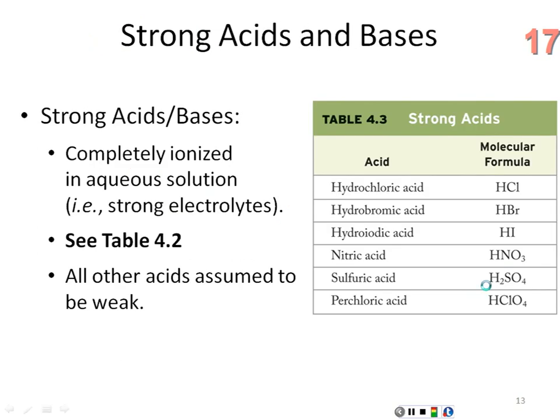Now, if we look at what are strong acids and strong bases, there's a list here. Your book also gives you a table, which we'll see next slide. The important thing to remember about a strong acid or a strong base is that they're completely ionized in water. So they're strong electrolytes.